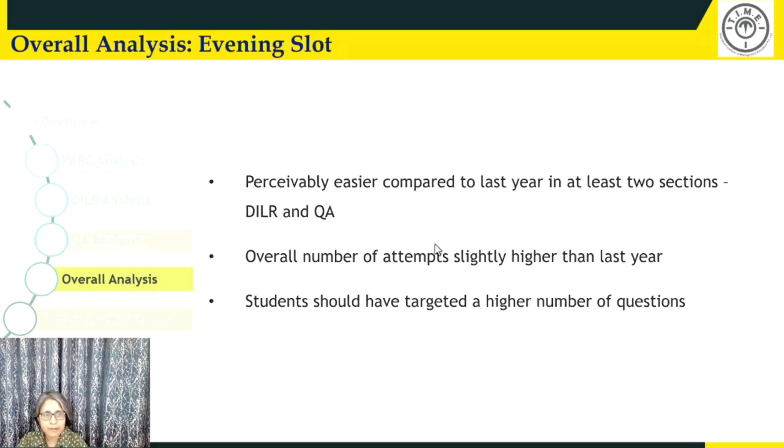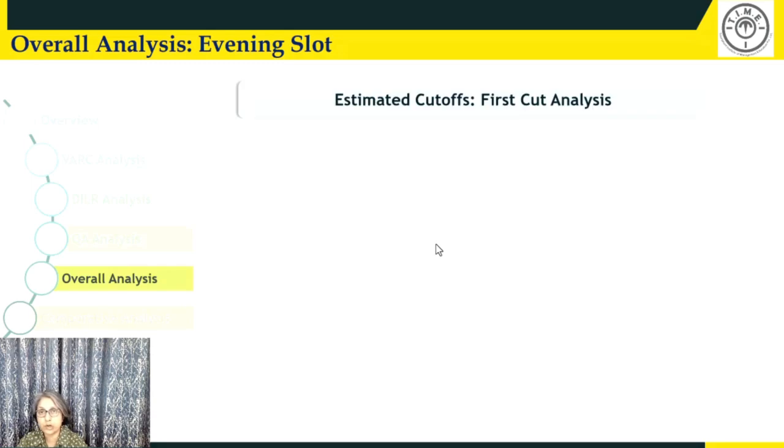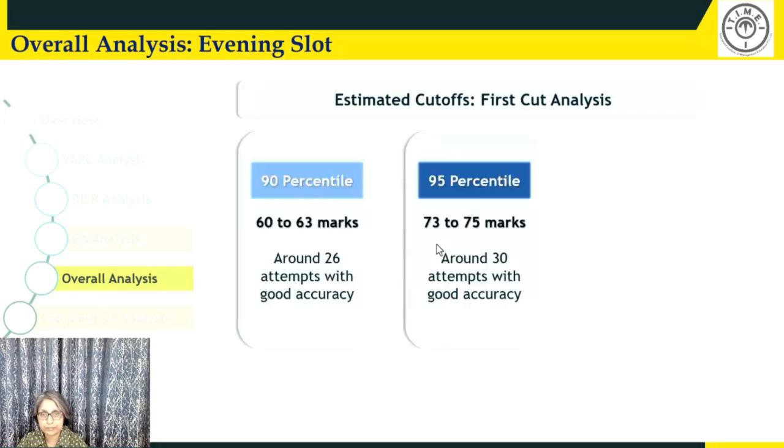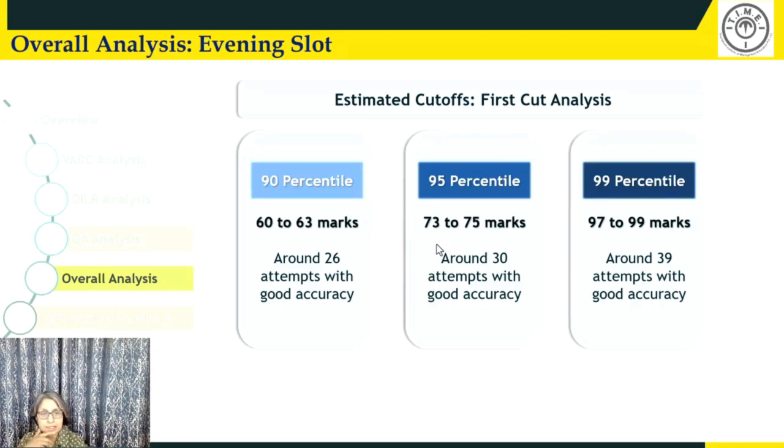Now finally a comparative analysis of the 3 slots of CAT 24. Before that, this is the overall analysis of slot 3 for all the 3 sections put together. Clearing the cutoff for the good B schools, to get about 90 percentile, means about 60 to 63 marks overall, adding all the 3 sections together. And 99 percentile would mean about 97 to 99 marks.